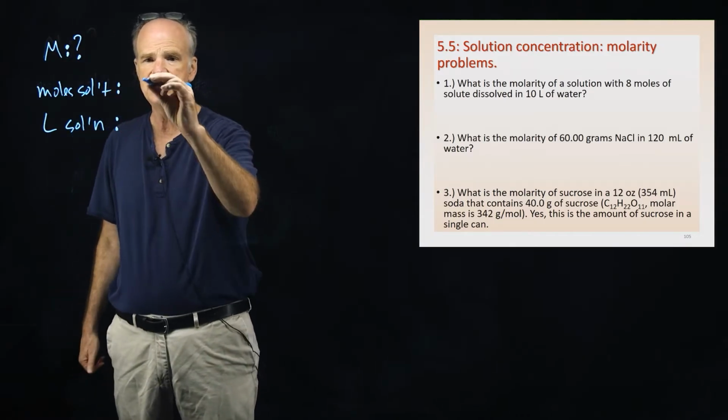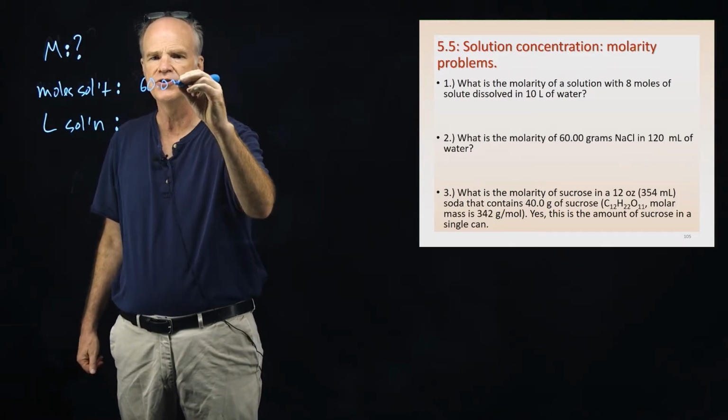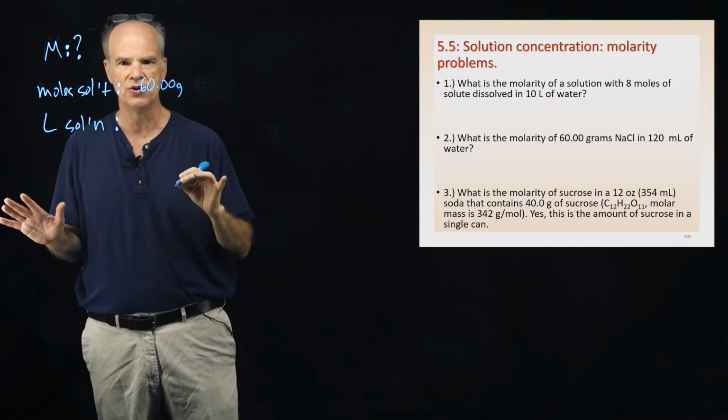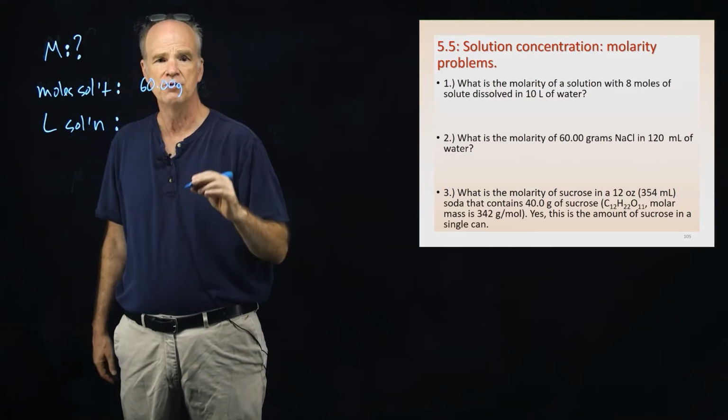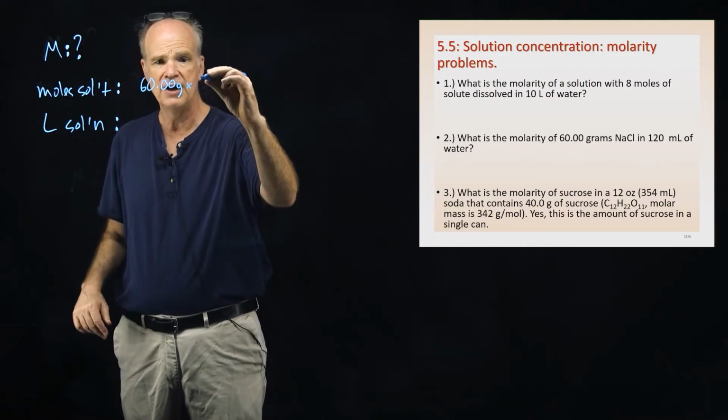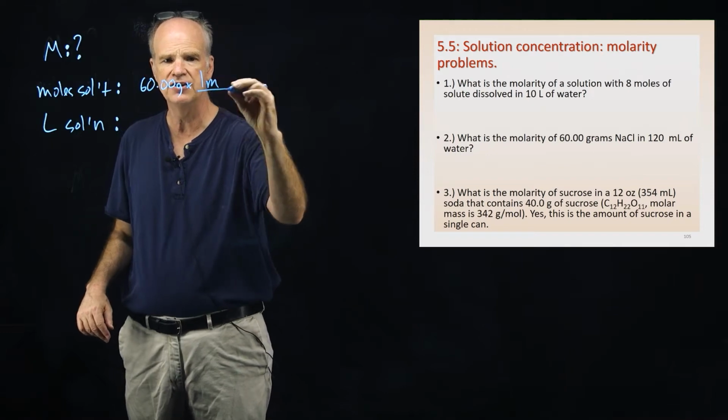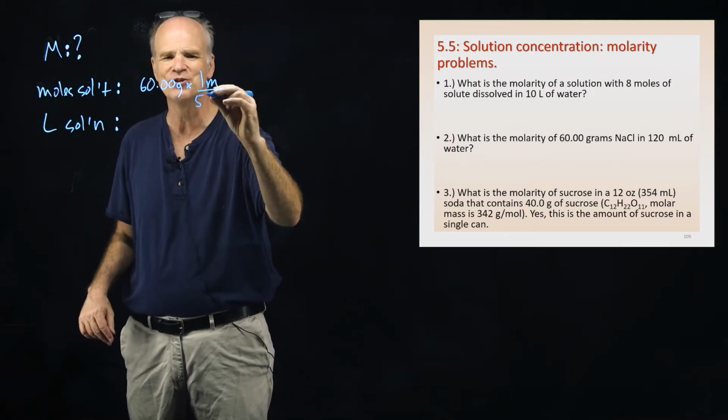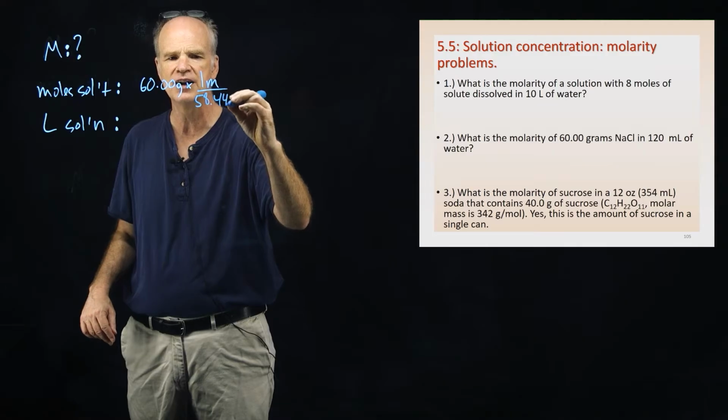So we have 60.00 grams, and let's get this into moles right now. So we would divide it by the molar mass of sodium chloride, and I just kind of know at this point that the molar mass of sodium chloride is 58.44 grams.